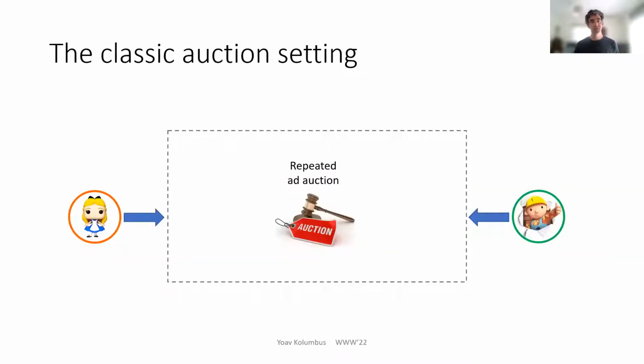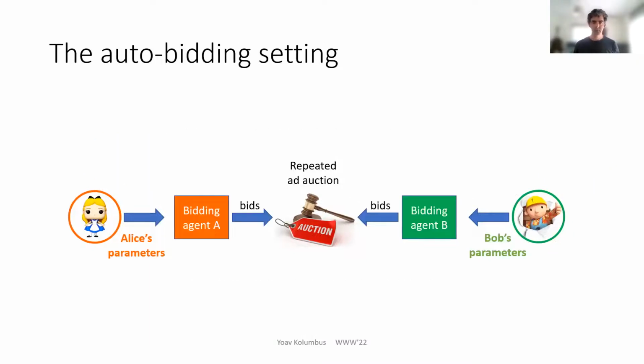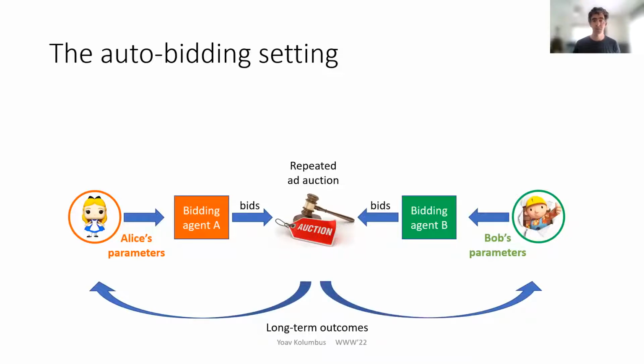So to illustrate this, let's say that Alice and Bob are users in some online platform. Then in the classic auction setting, each one of them places a bid in every auction. And then the auction returns the allocations and payments. And Alice and Bob have some utility, and this goes on repeatedly. When we move to the auto bidding setting, things are a bit different. Here, Alice and Bob define for their agents the maximum allowed bid, and then the agents place bids in a series of auctions, and Alice and Bob can observe the long-term outcomes from this series of auctions, and they have some utility from these outcomes.